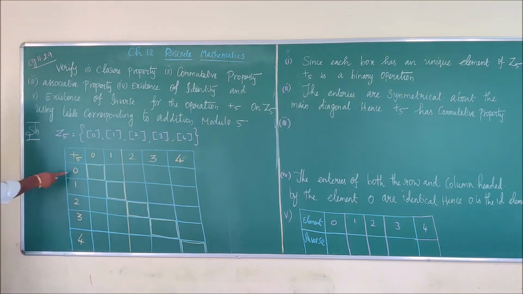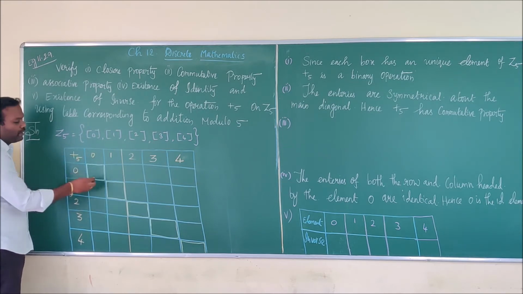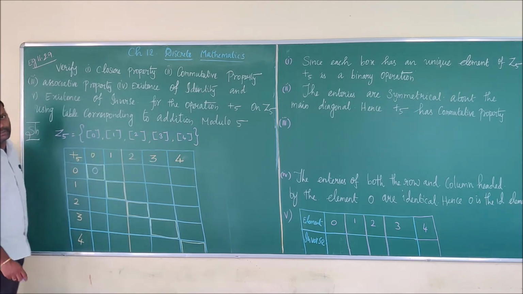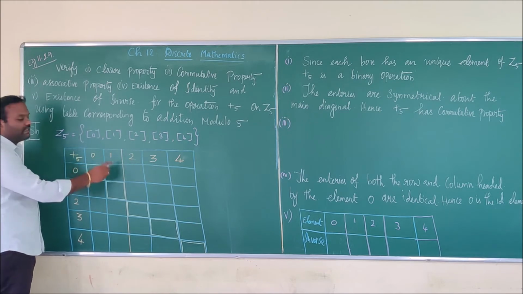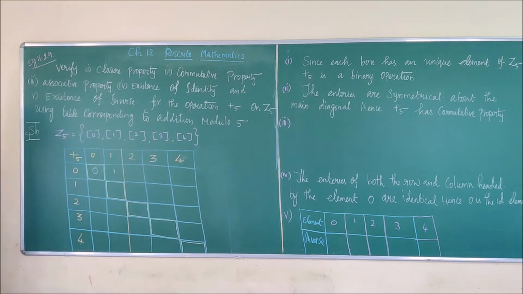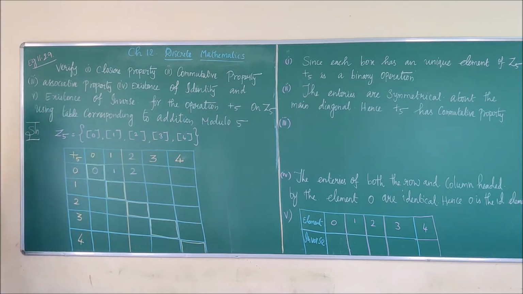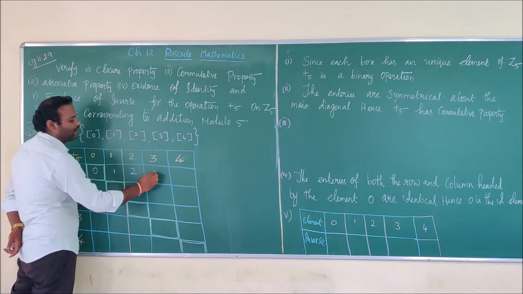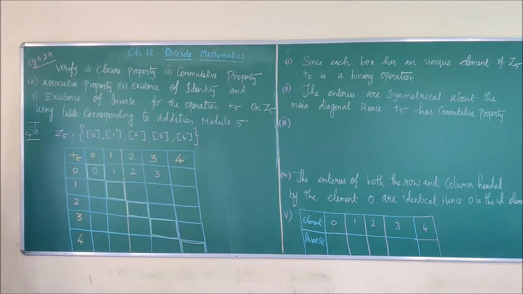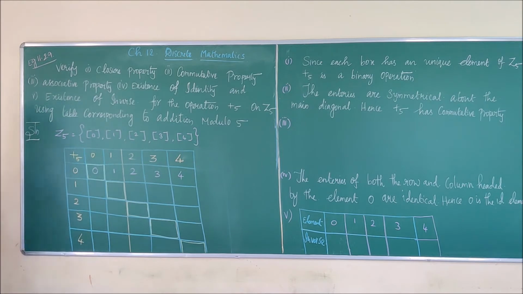First, let us take the first number 0 and add. 0 plus 0 is nothing but 0, which is less than 5, so you have to write the answer here as 0. Next, 0 plus 1 is also less than 5, so the answer here is 1. Then 0 plus 2 is 2, which is also less than 5. Then 0 plus 3 is 3, also less than 5, so you write the answer as 3. Next 0 plus 4 is nothing but 4, which is also less than 5.